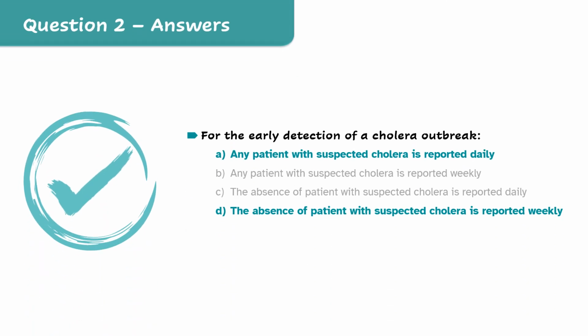The correct answers are A and D. When surveillance is for early detection, any patient meeting the definition of a suspected cholera case is reported daily, and the absence of patients meeting the definition of a suspected cholera case is reported weekly.